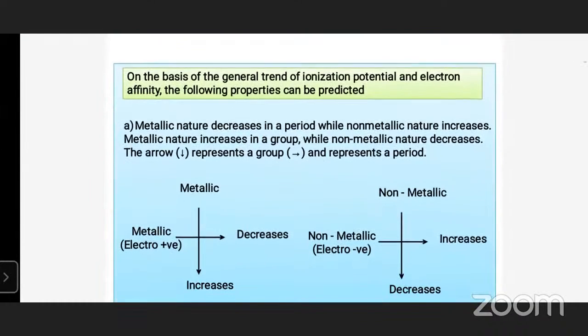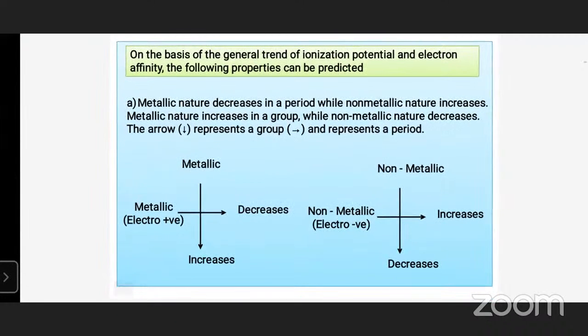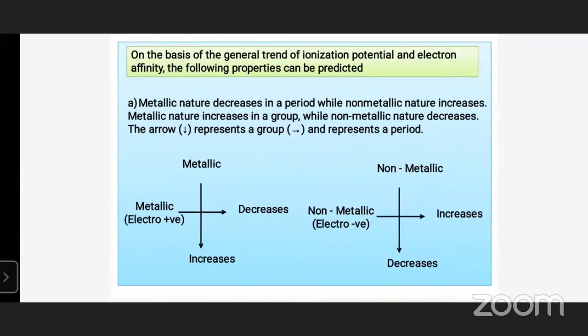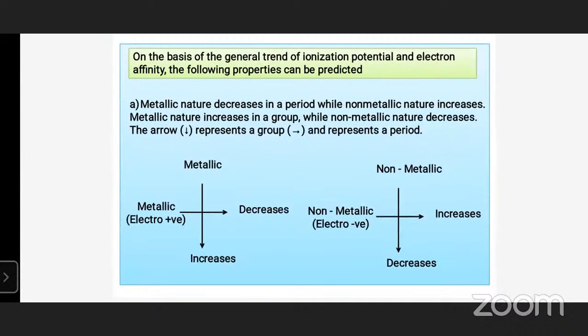Okay. On the basis of general trends, ionization potential and electron affinity, the following properties can be predicted. See the chart, it is very important. Metallic nature decreases in a period, from left to right. In a group, from top to bottom, it increases, while non-metallic nature is the reverse. So non-metallic nature decreases in a group from top to bottom, and in a period increases from left to right.